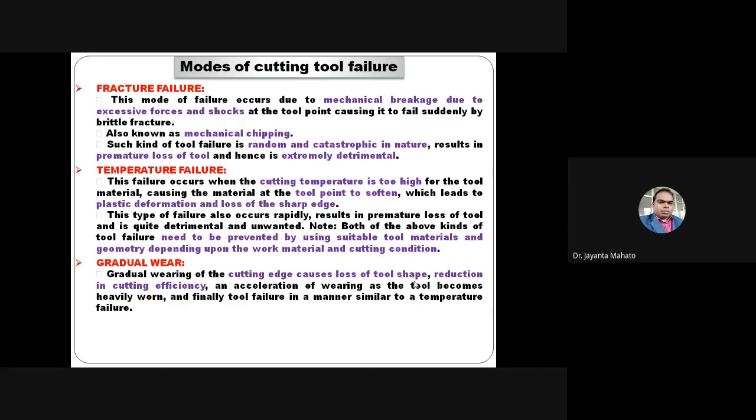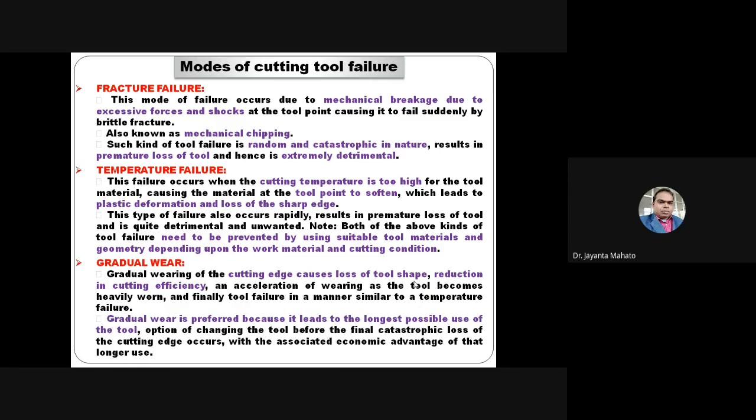Okay. So this is actually a time consuming wear out of the tool. Okay, gradual wear is preferred because it leads to the longest possible use of the tool. Means this type of wear is acceptable or preferred because in this case the tool can be used for a long time. Okay, and so in this case actually you can predict the tool life.